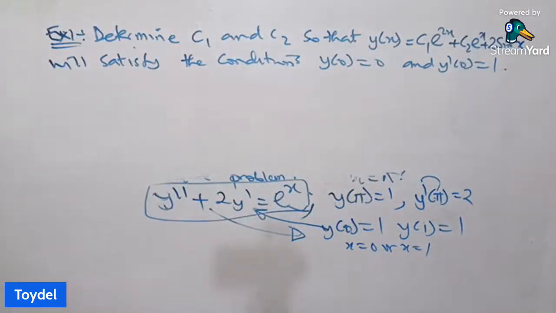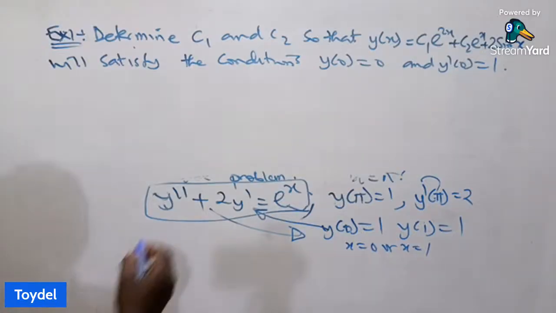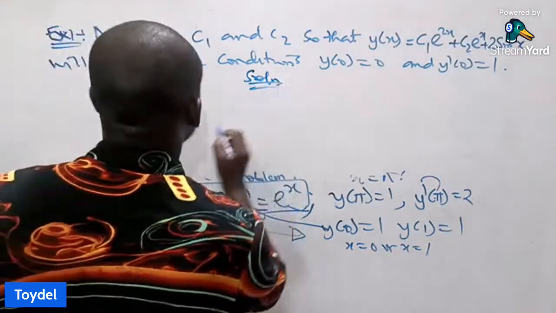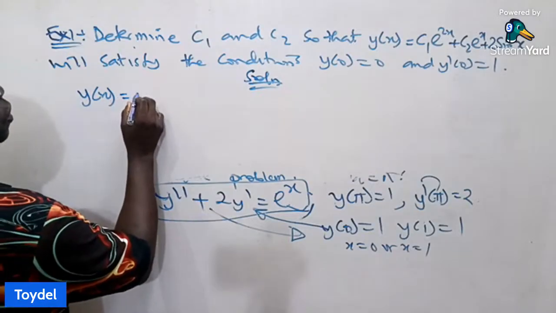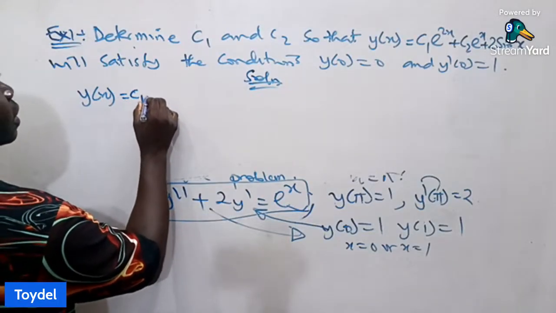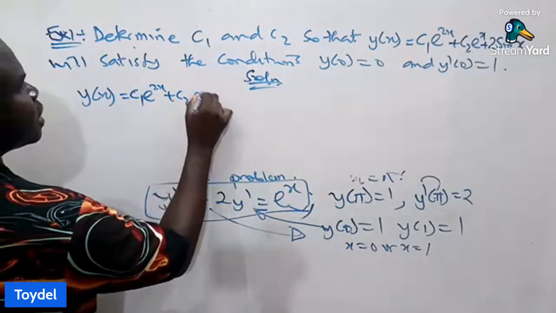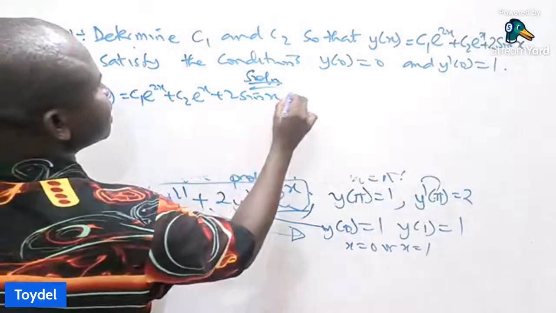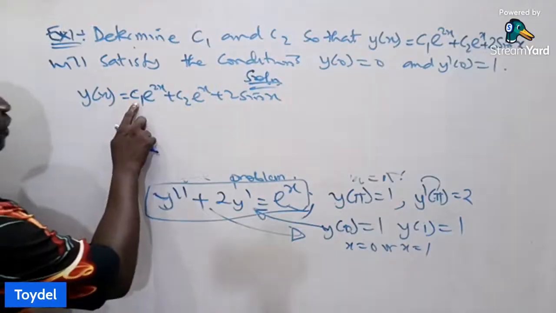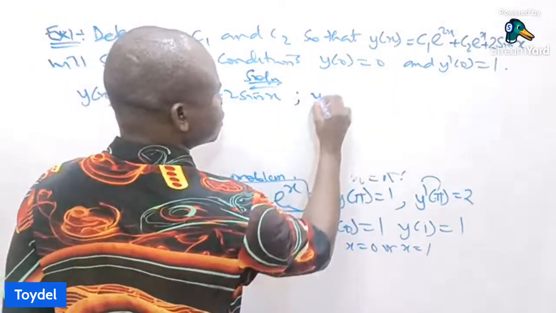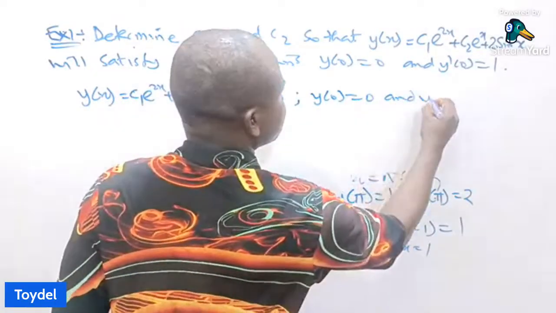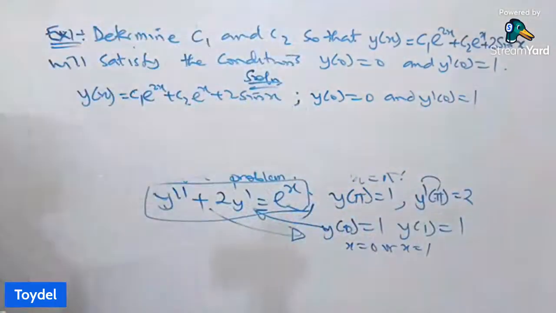I want us to look at this problem very well. What type of problem is this? In this case, we are given a function y of x, which is equal to C1 e^2x plus C2 e^x plus 2 sine x. So we want to determine the value of C1 and C2. Then this is the condition: y of 0 is equal to 0 and y prime of 0 is equal to 1. So what type of problem is this?